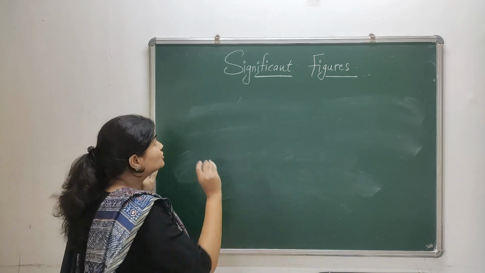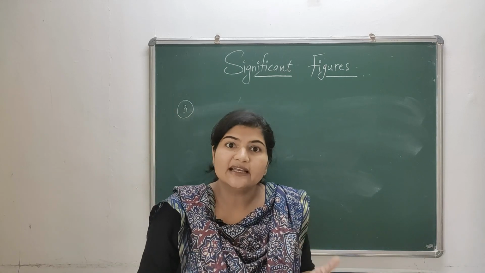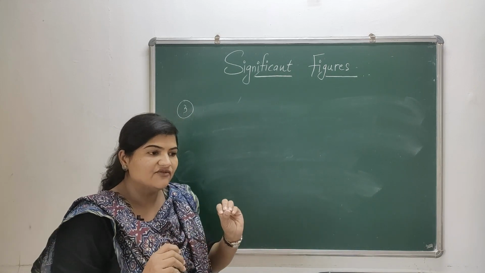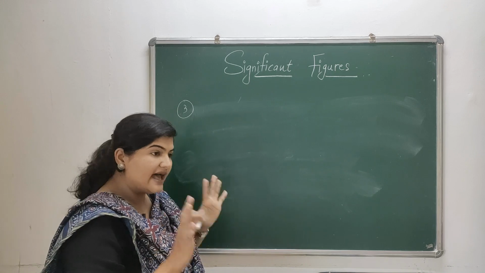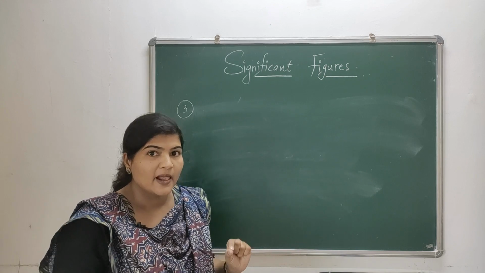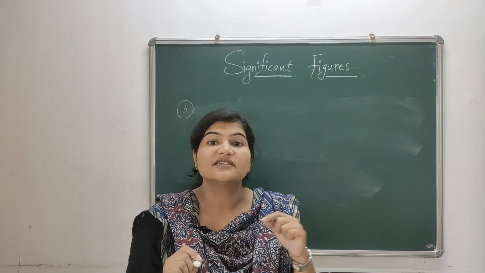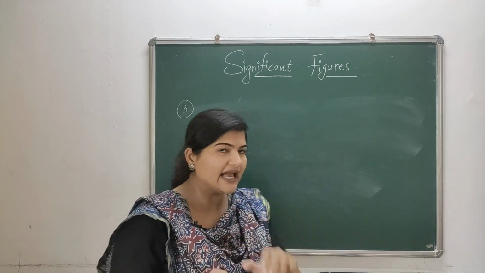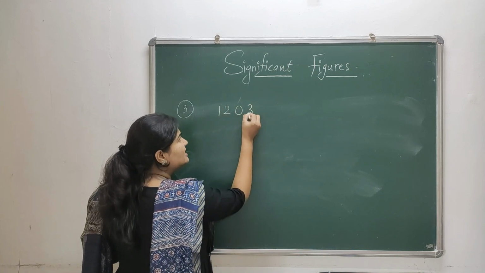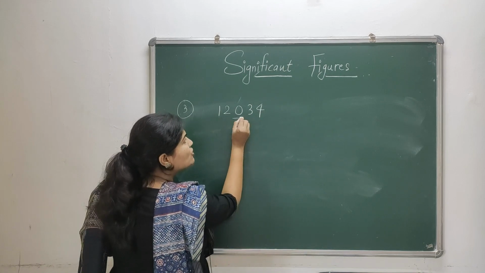Now let's turn to rule number 3. Now we are going to talk about zeros, because we will encounter zeros many times in the numbers. So I will give you 3-4 scenarios. The first scenario: if I have zeros between two non-zero digits, then I will consider those zeros significant. I'll give you an example. I have 1, 2, 0, 3, 4. This is a number I have. Now observe where the 0 is located.